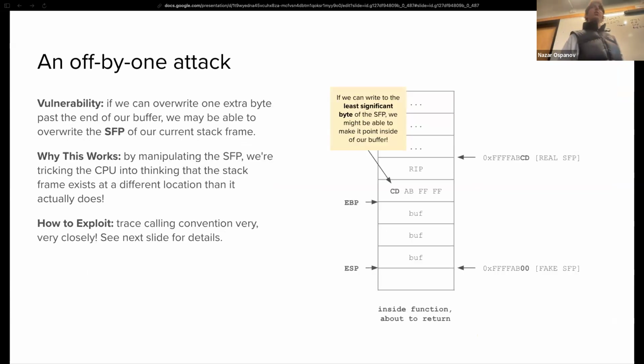The next one is the off-by-1 attack. This is another example where we had a canonical buffer overflow, but we have limited it somehow, right?